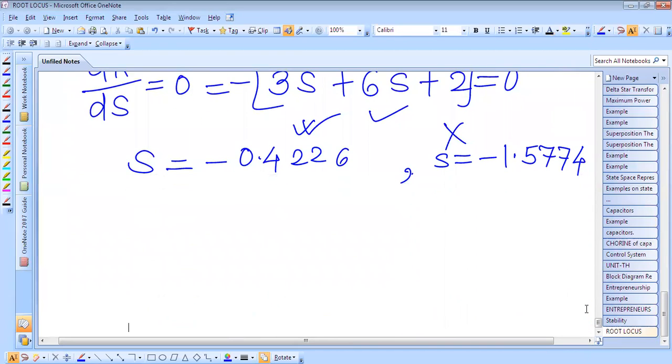So this is the actual breakaway point. Now the next point is the breakaway point.